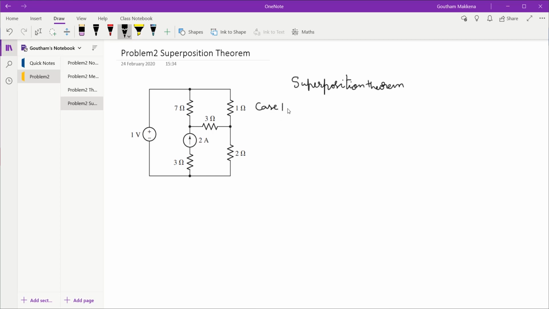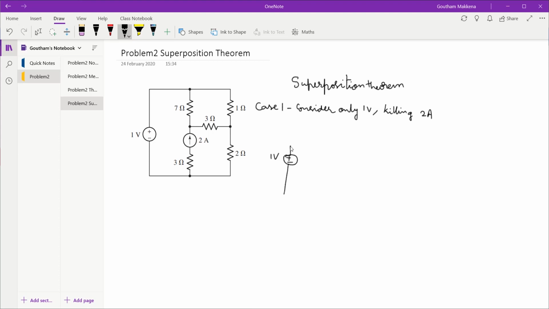Case 1 is we consider only the 1 volt source and kill all others. The only other source that we have in this problem is the 2 amp source. So if we consider the 1 volt source, we are now killing the 2 amp source. How do we kill the current source? We simply open circuit this. So if I redraw this circuit, remember I am redrawing it only for case 1, that is, I am considering only the 1 volt source.